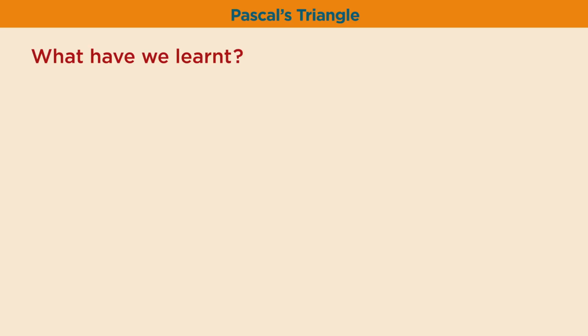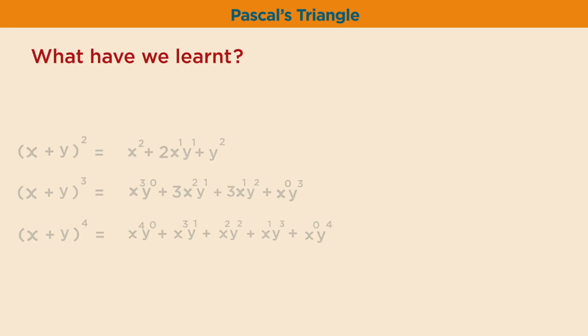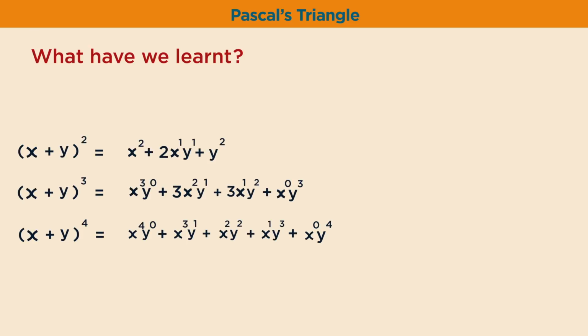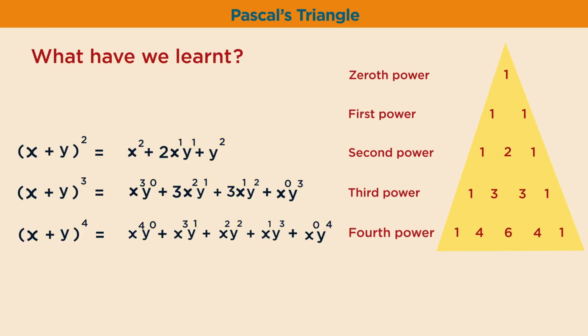So what have we learned so far? When we expand binomials such as x plus y to these powers here, the power of the first term, that is x, will decrease, and the power of the second term, that is y, will increase. And the Pascal's triangle helps us to find the binomial coefficients easily. Got it?